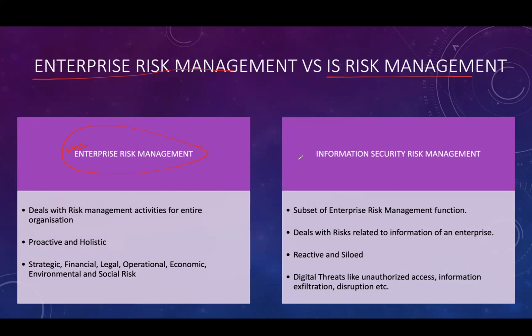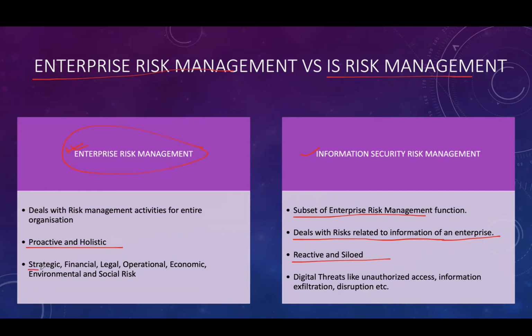Enterprise risk management would always be there. And information security risk management falls under enterprise risk management, is a subset of the enterprise risk management function, and it majorly deals with the risk related to information of an enterprise. Information could be physical or it could be digital, but this deals with only the information assets of the organization. So enterprise risk management can be proactive and holistic, and this is mostly reactive and siloed because it always deals with only the information, so it is always siloed.